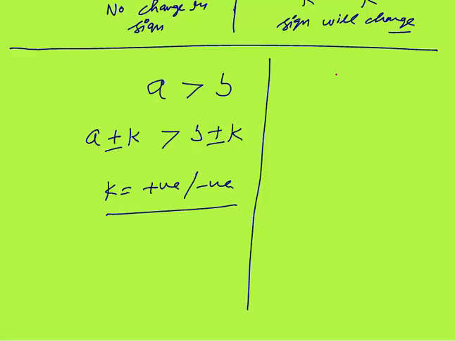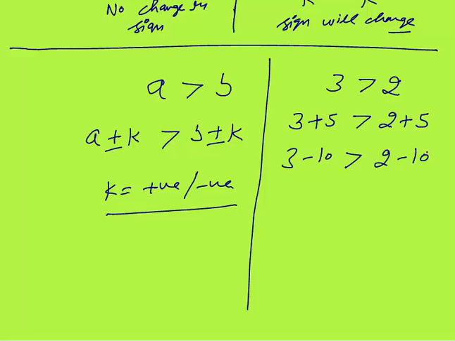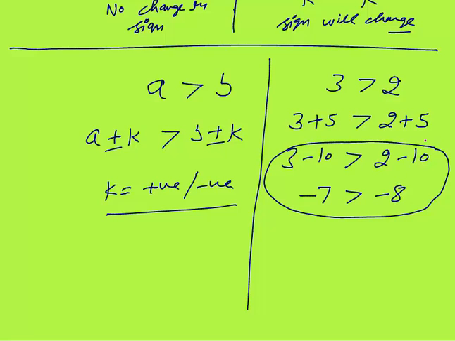For example, if 3 is greater than 2, then 3 plus 5, adding 5 to both sides, there will be no change in the inequality. 3 plus 5 is always greater than 2 plus 5: 8 is greater than 7. 3 minus 10 is always greater than 2 minus 10. If you subtract the same number, again the sign of inequality will not change, because 3 minus 10 is minus 7, and this will be greater than minus 8. Again there will be no change in the sign of inequality.